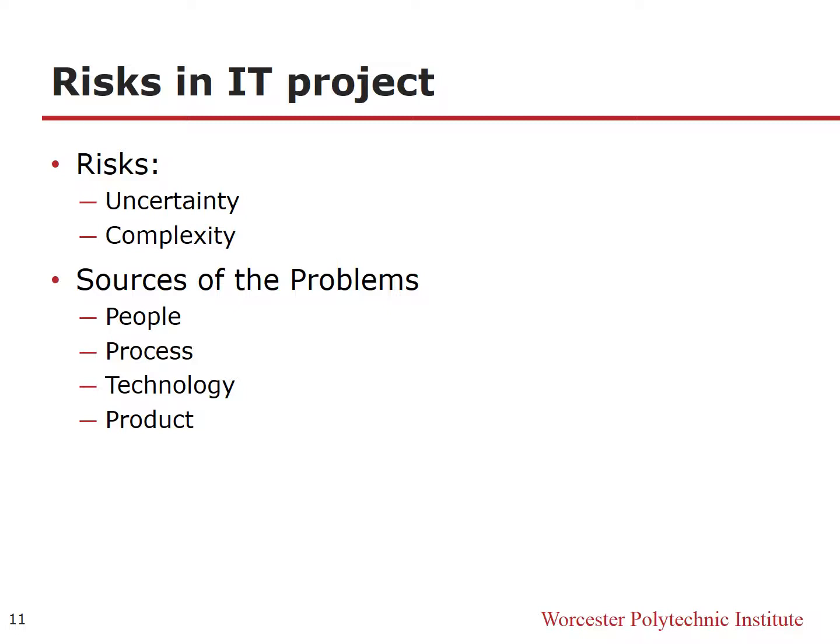And there are also some problems that may directly make IT projects fail. The sources of the problems: the first one is people. The biggest trap among the people problems is adding people late in the project. That may look like a solution because you think the project is already late. We just need more people to finish it.